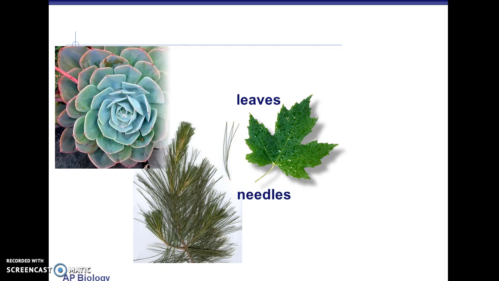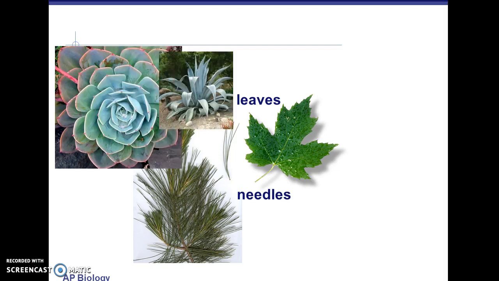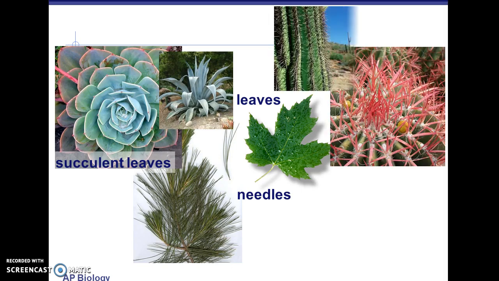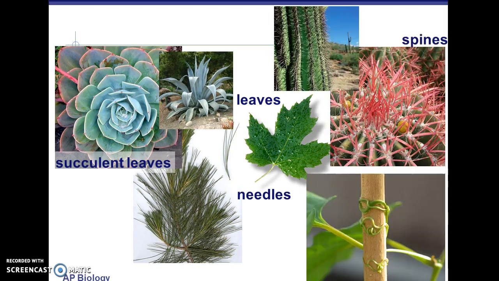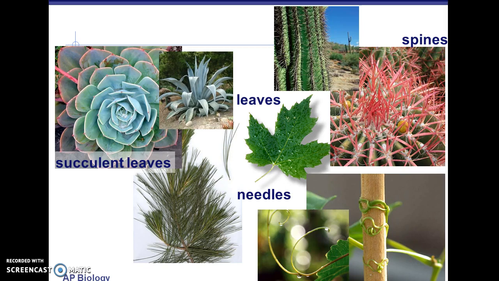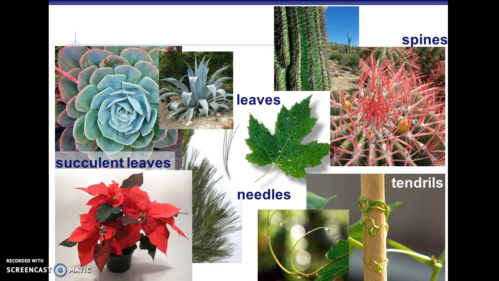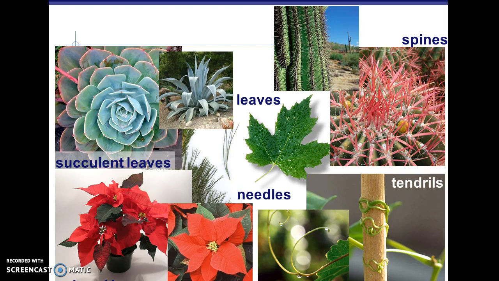Leaves and pine needles. We have our succulents, leaves, okay. Spines. These are all homologous structures: needles of various plants, tendrils, and then flowers. Those are colored leaves. It's cut out of the picture, but showing you homologous structures in plants.